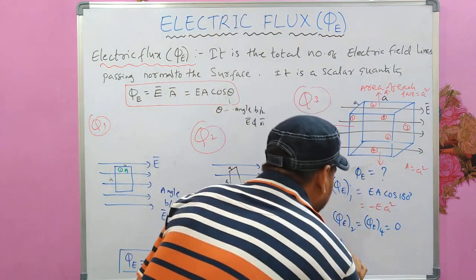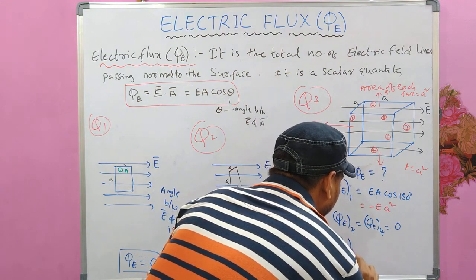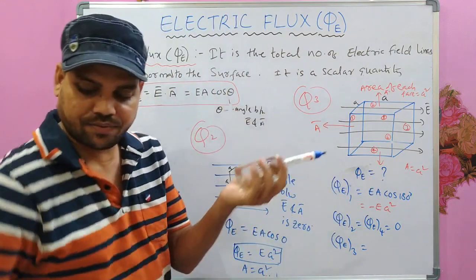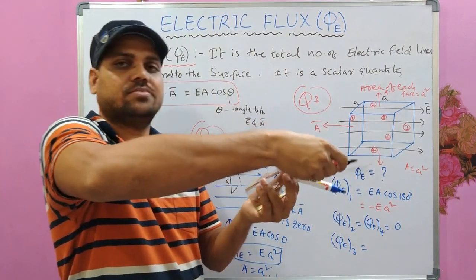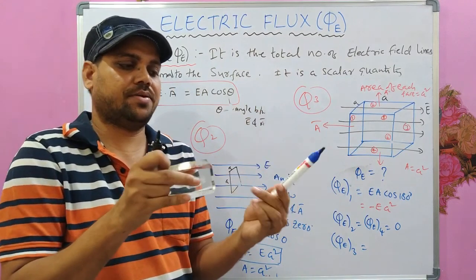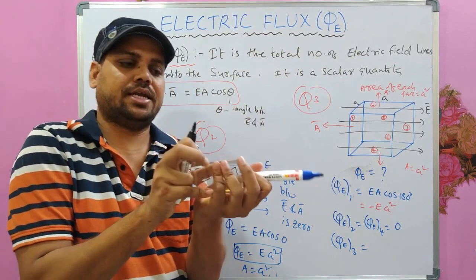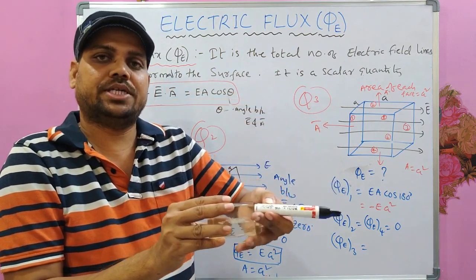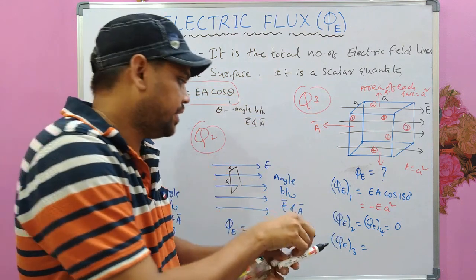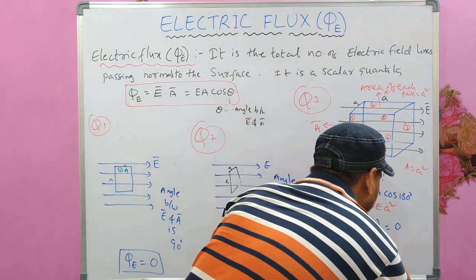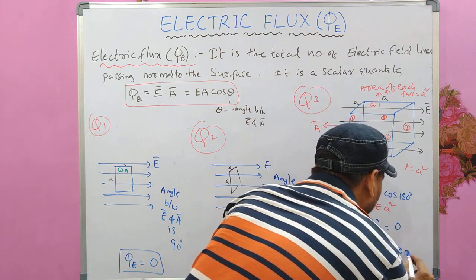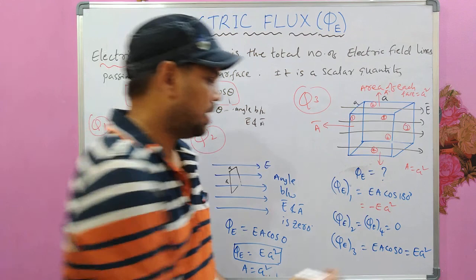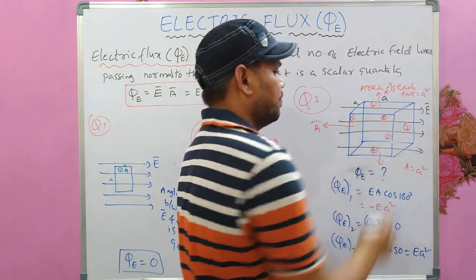And what about phi E3? See, phi E3 is this one, and electric field direction is also this. Area vector and electric field, so theta is 0. So if theta is 0, I can write it as EA cos 0, which is equal to EA square, because area is A square.